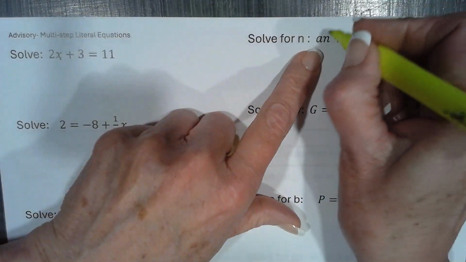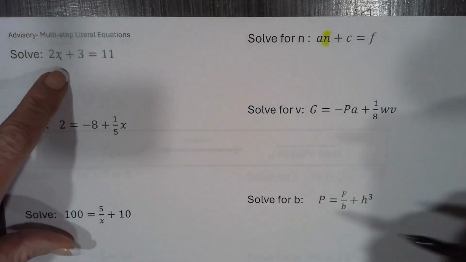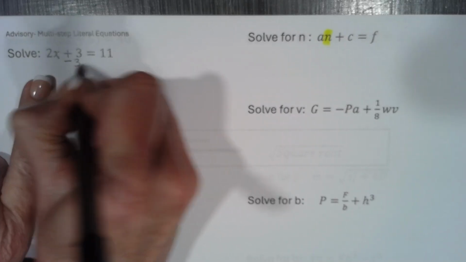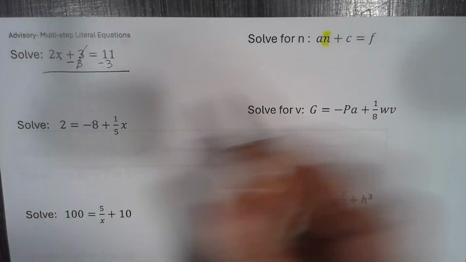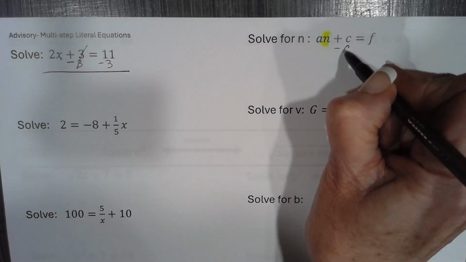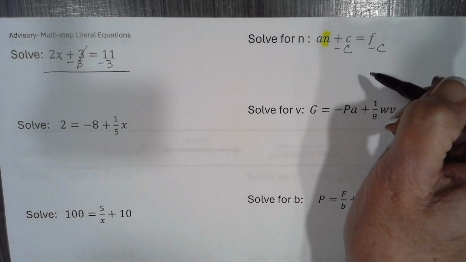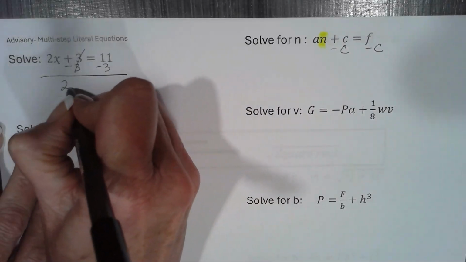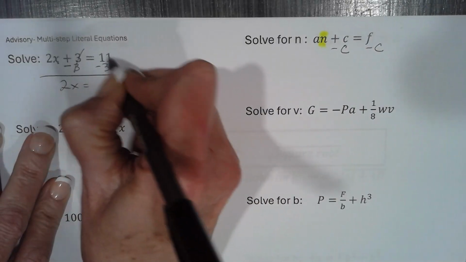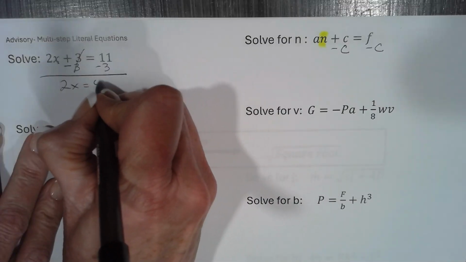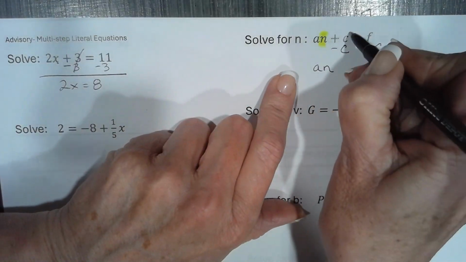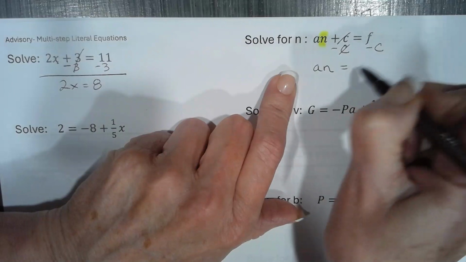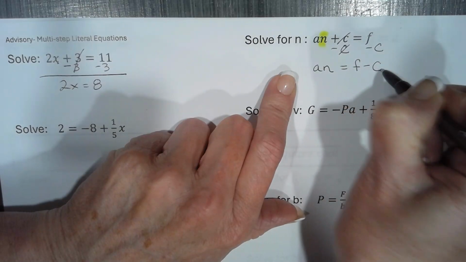Here we're solving for n. Notice the positioning here. It looks almost exactly alike. So you would tell me my first step is to subtract 3 on both sides. Well, here I'm going to subtract c on both sides. So here I bring down my 2x. I can turn this into a numerical number, 8. Here, I'm going to bring down my an equals, and I have to write this because I can't combine it, f minus c.